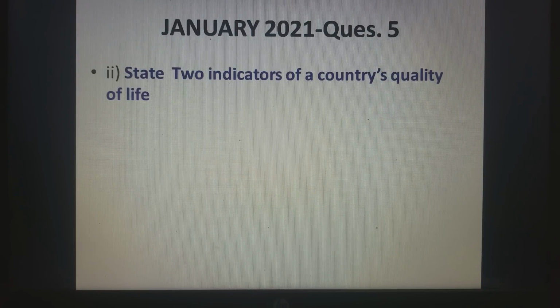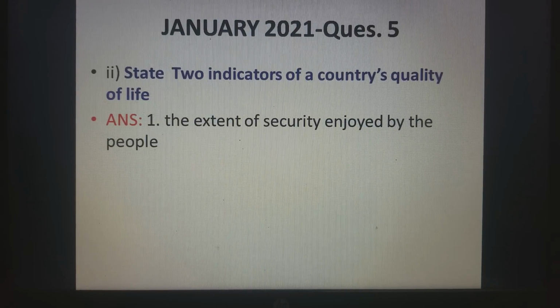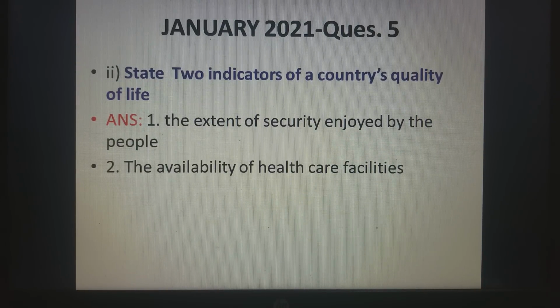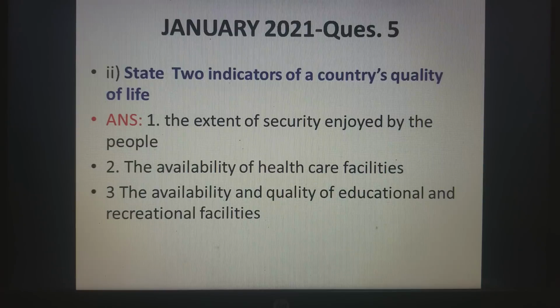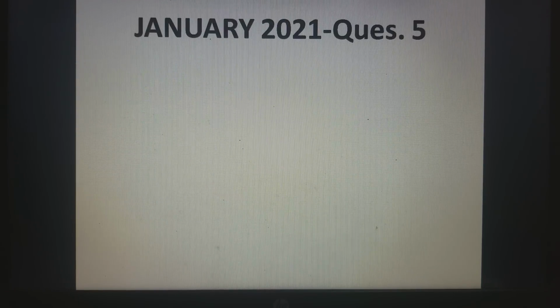Again, we're seeing this question asked. State 2 indicators of a country's quality of life. Quality of life speaks to the level of happiness and contentment and comfort of the people in the country. So, indicators: 1, the extent of security enjoyed by the people, the availability of healthcare facilities, the availability and quality of educational and recreational facilities.